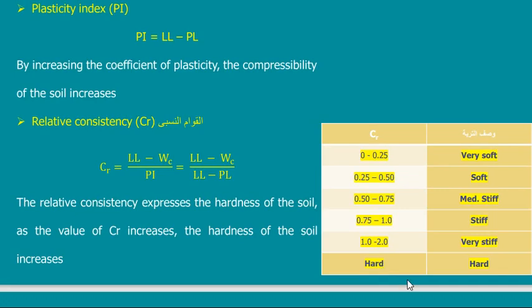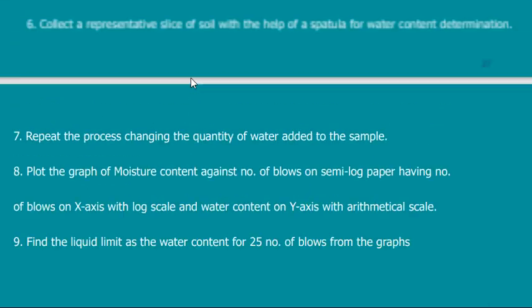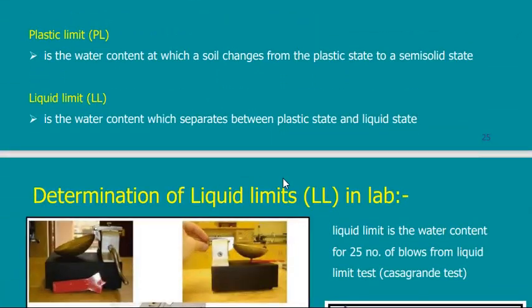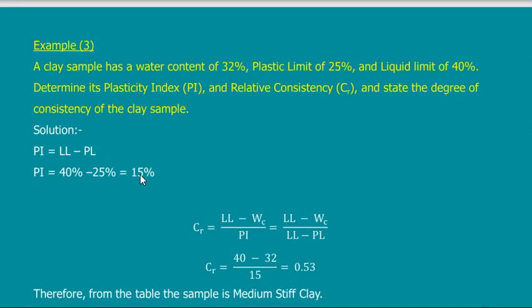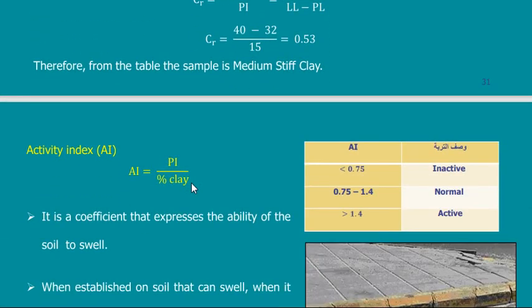LL is the liquid limit, and PL is the plastic limit. Maybe it's not written here, I have to check. Yes, it is liquid limit, LL. Another example, using the new equations that we have just taken, depending on the liquid limit and the plastic limit. You have a sample, you have a water content, plastic limit, liquid limit, and so on. Determine the plasticity index, the relative consistency, and so on. Just normal substitution in the equations to get the value.